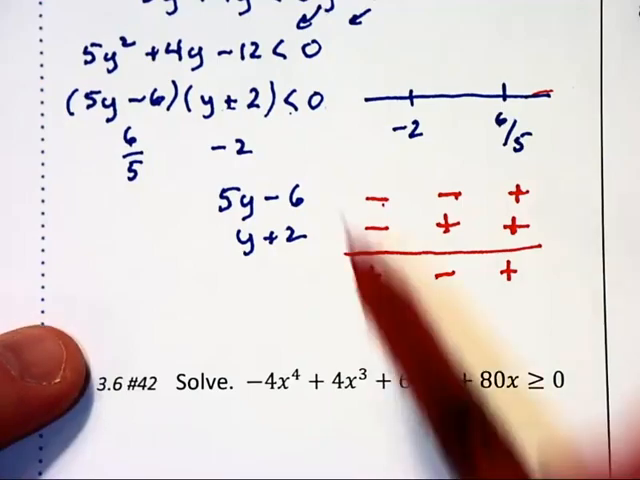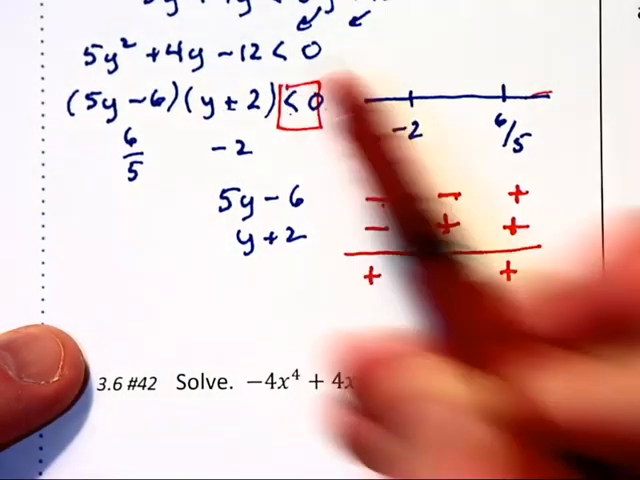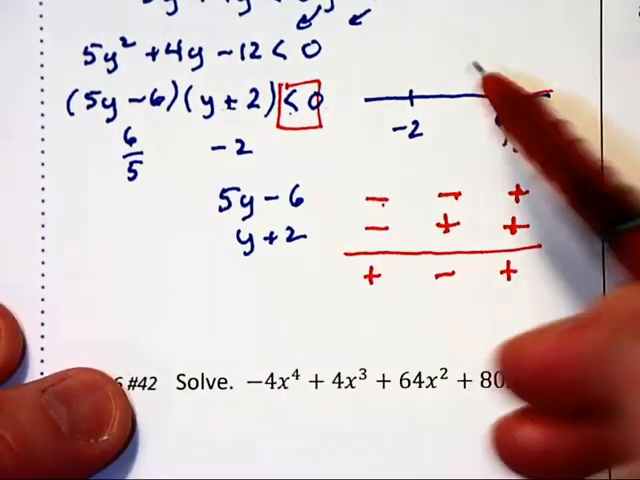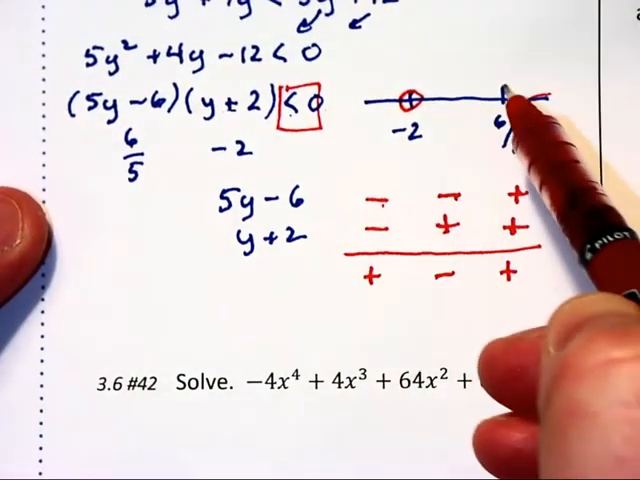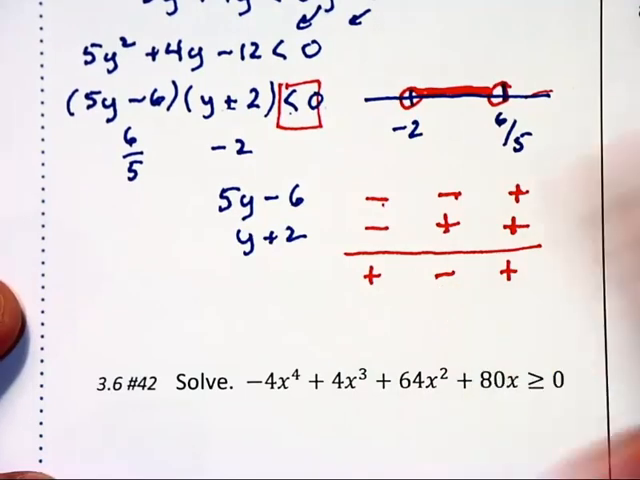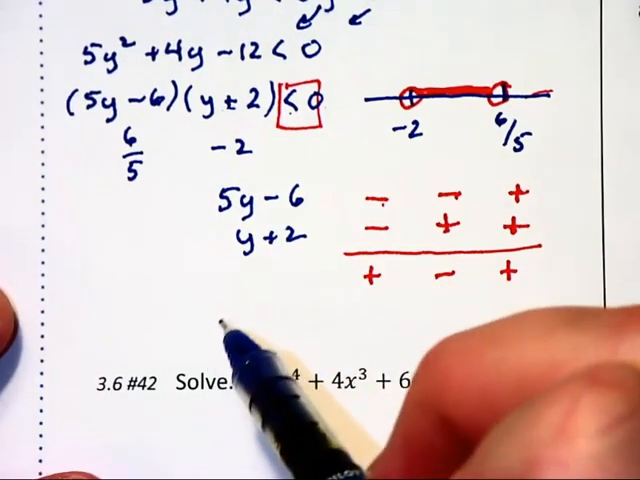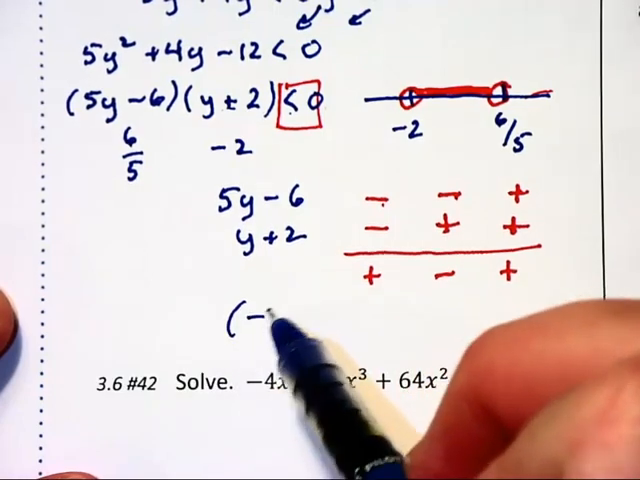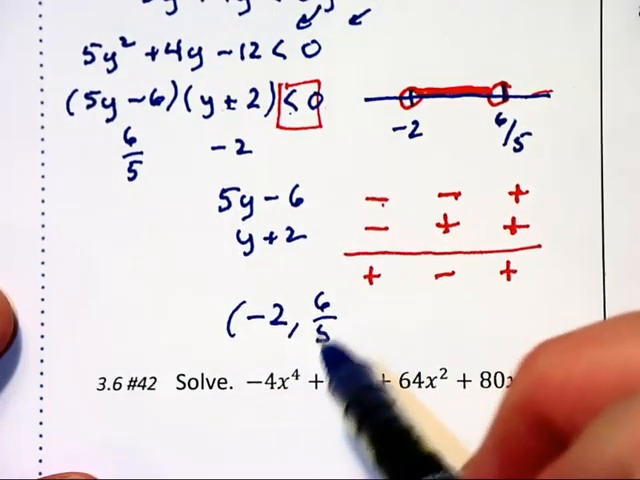Our problem says we are interested in values that are less than 0, meaning that our solution set will be between these two numbers in that central section. And I can write our solution set here as the interval from negative 2 to 6/5.